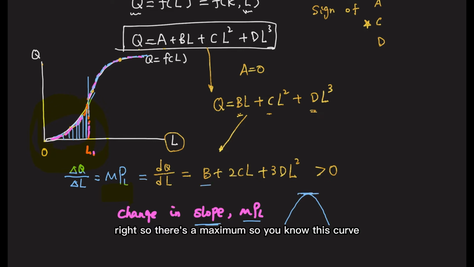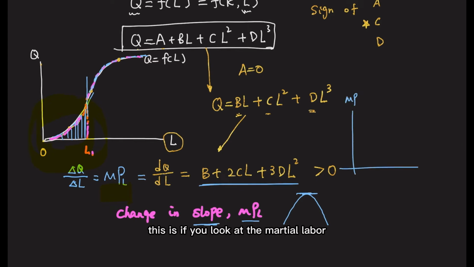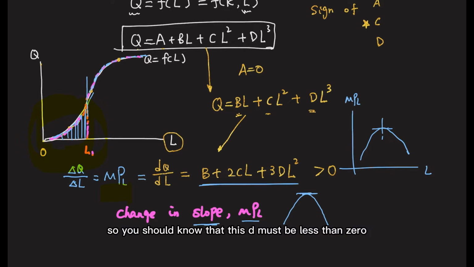So you know this curve is a quadratic function, and it should look like this. If you look at the marginal product of labor against labor, it is first increasing and then decreasing. So that means there's a maximum. If there's a maximum, you should know, with a strong math background, that this D must be less than 0.